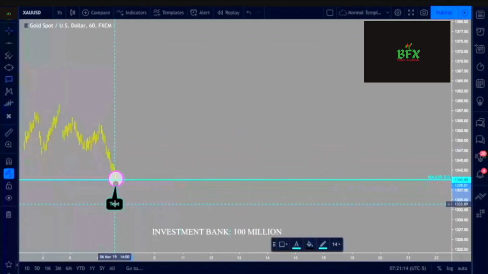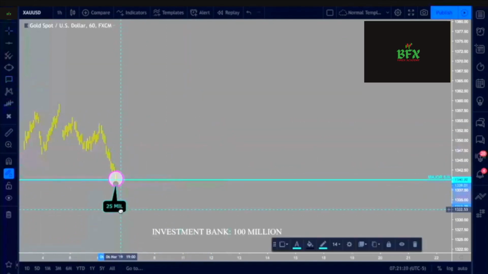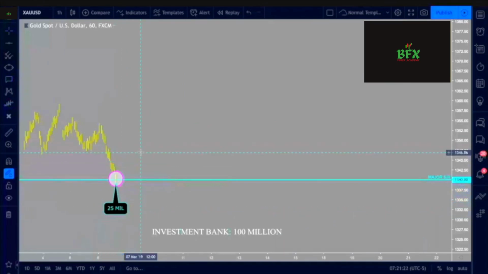Let's say they had an order for 25 million. All right, they had an order for 25 million. Now when this order actually fulfills, what's going to happen is it's going to cause price to shoot up. All right, so when they click buy for $25 million, it's going to cause the price to rise because there's more demand caused by this investment bank.